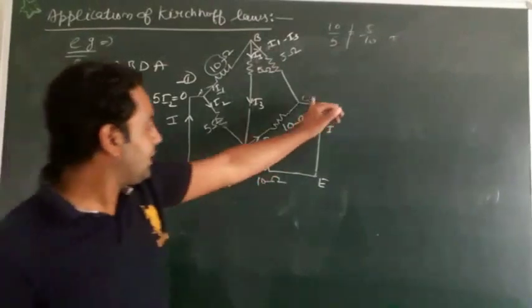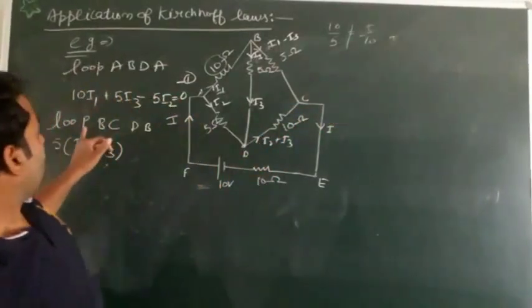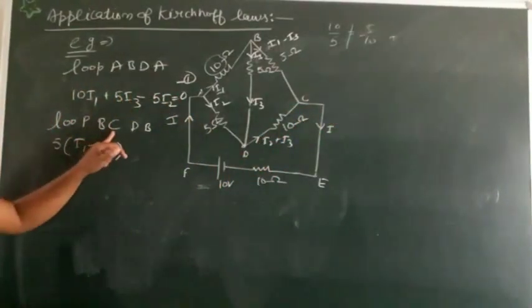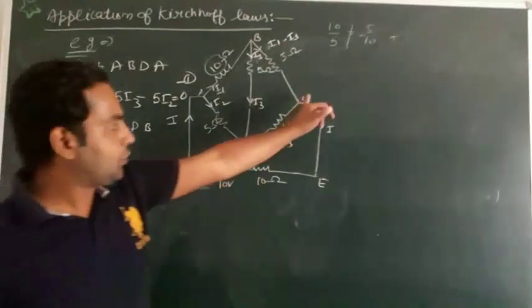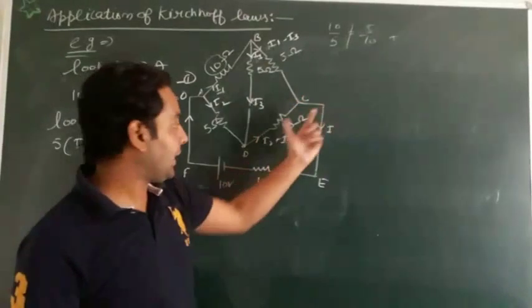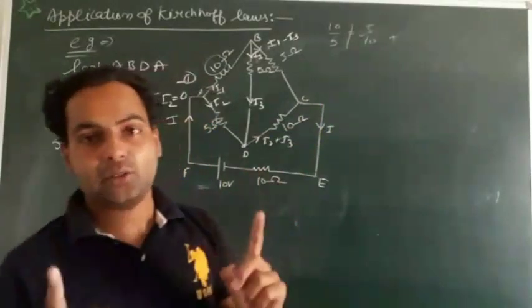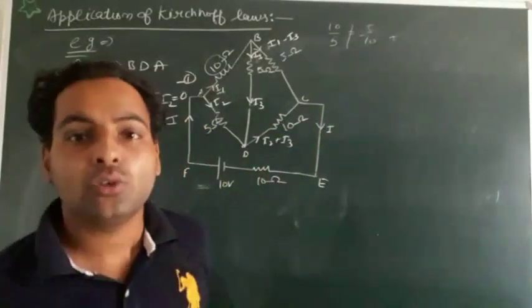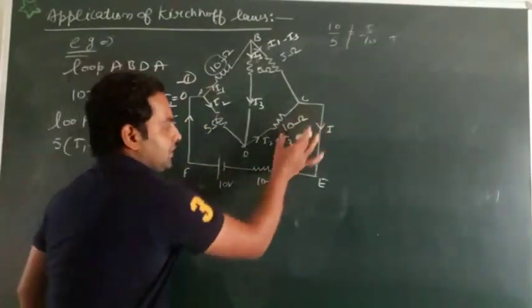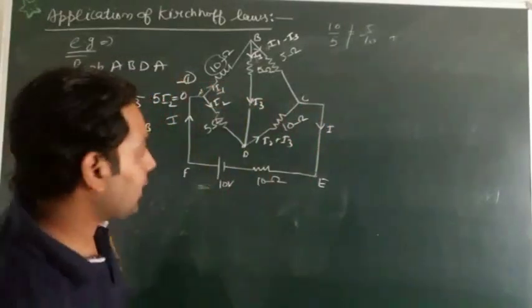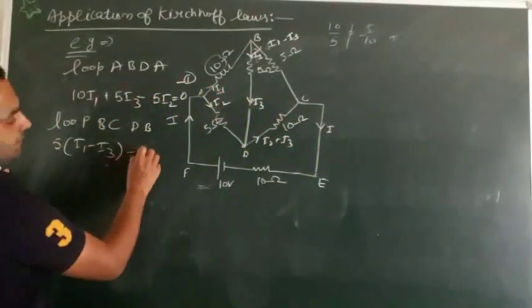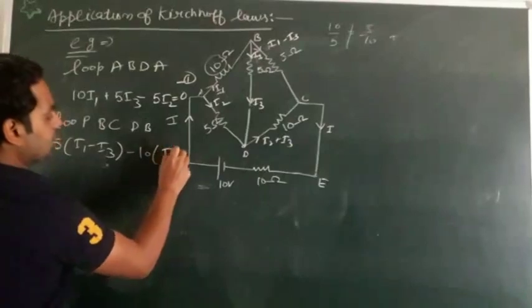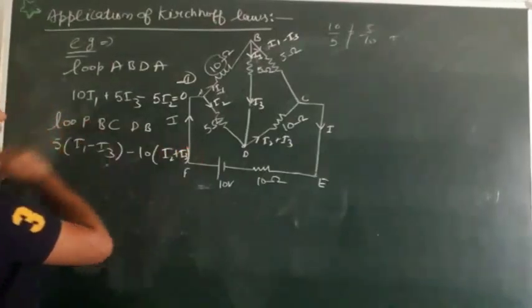Now we move from C to D. The loop is BC, then CD. We move from C to D but the current moves from D to C. The direction of current and the direction of loop are opposite to each other, so the product of this resistance and that current is taken as negative. Here it comes out to be minus 10 into I2 plus I3.